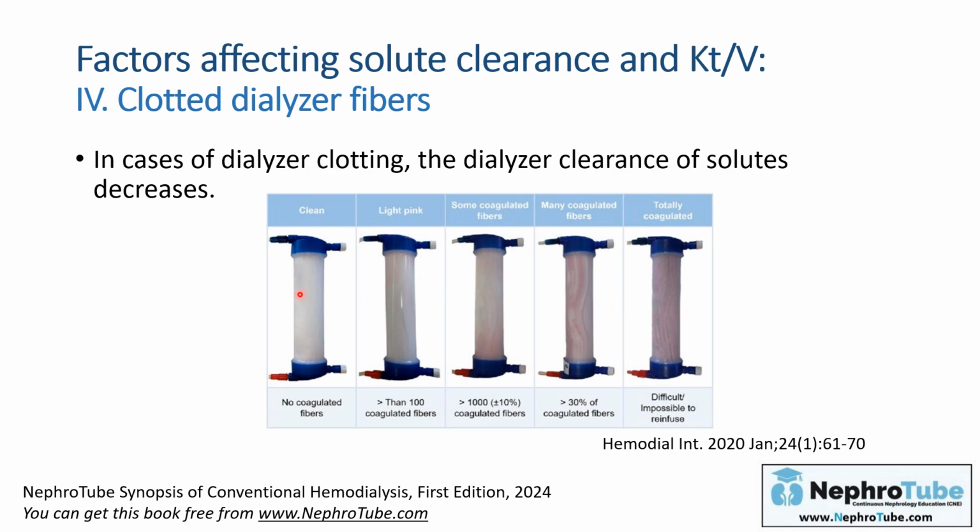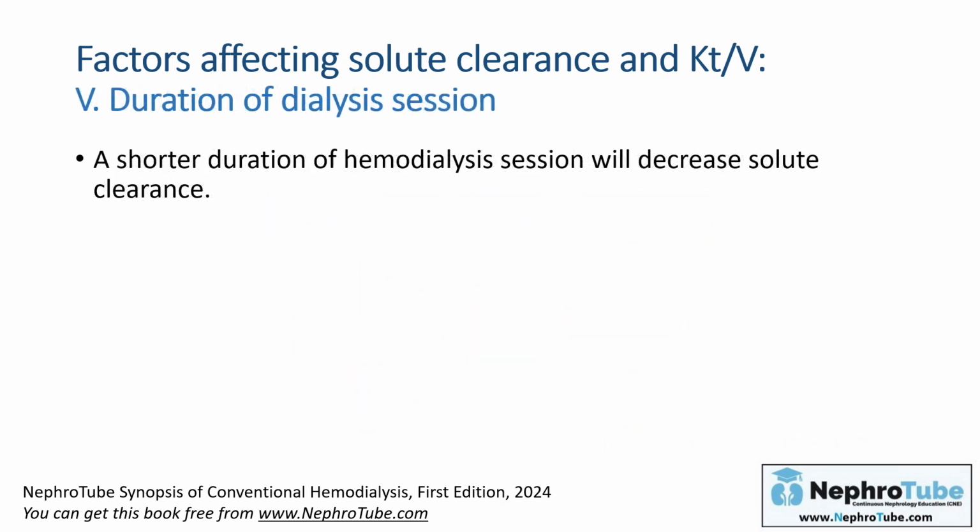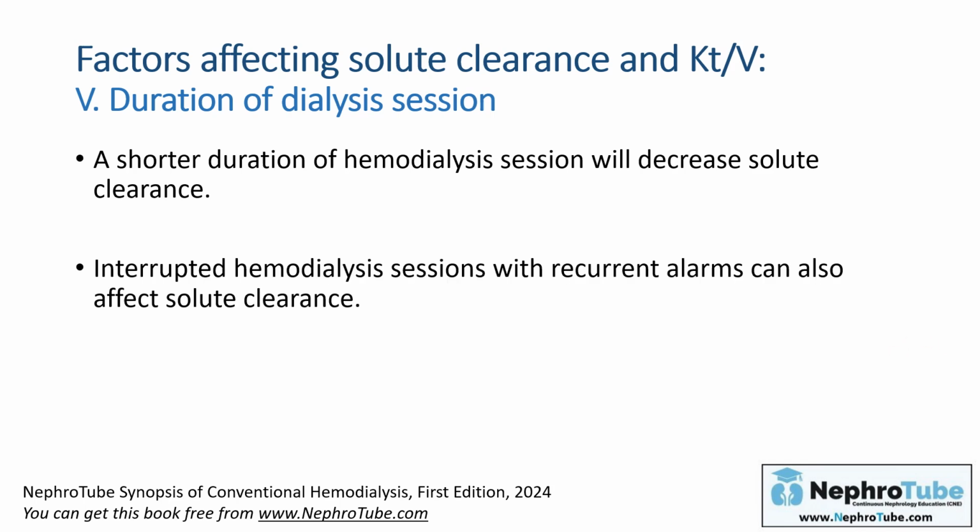These are the different stages of dialyzer clotting, and for sure, if the dialyzer is clotted, the dialyzer clearance of solute will decrease. The next point that can affect the solute clearance is the duration of dialysis. For sure, shorter duration of hemodialysis sessions will decrease solute clearance. And if the hemodialysis session is interrupted for any reason, for example, recurrent alarms or recurrent hypotensive episodes of the patient, this will affect solute clearance.